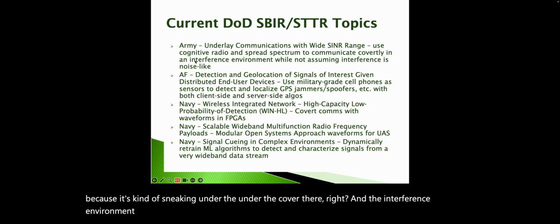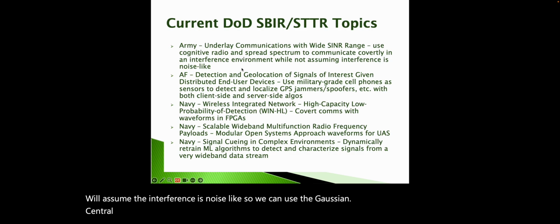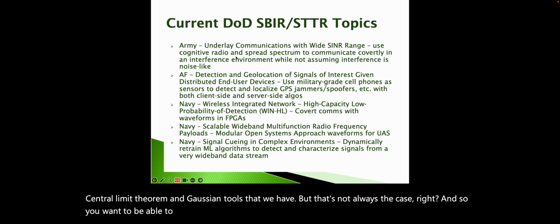So again, some of our more simple approaches will assume the interference is noise-like, so we can use the Gaussian, central limit theorem and Gaussian tools that we have. But that's not always the case, right? And so you want to be able to leverage that information and do that very dynamically.